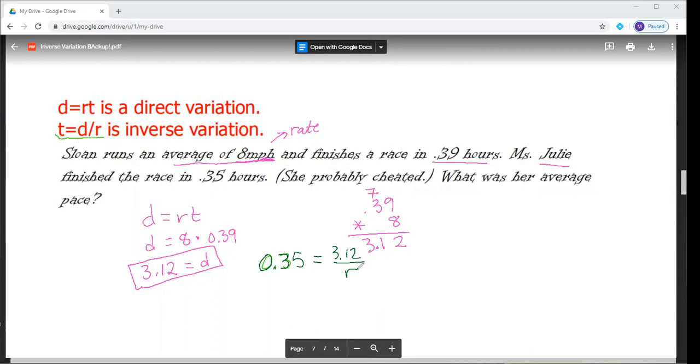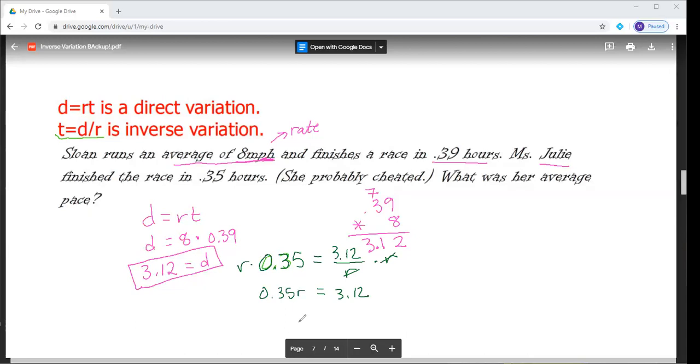And you see why it's an inverse variation, because you have a variable in the denominator. Some people are thinking, wait, if your variable's in the denominator, how do we solve this? The long answer is that you multiply both sides by r to get rid of the r over here, and then it puts an r over there. So that's one way to think of it. Multiply both sides by r. These r's cancel, and you're left with 3.12 is equal to 0.35 r.